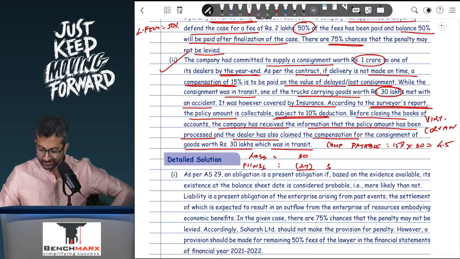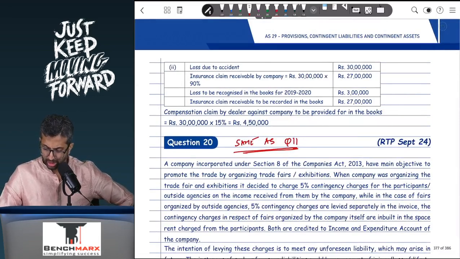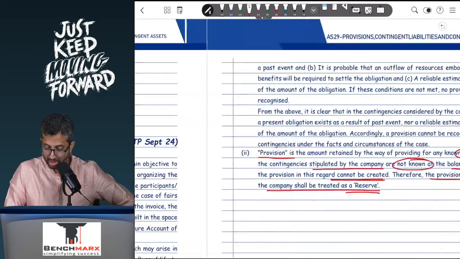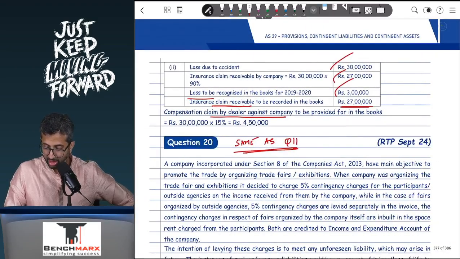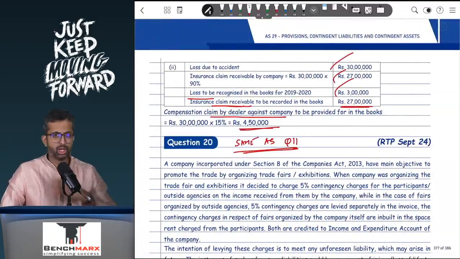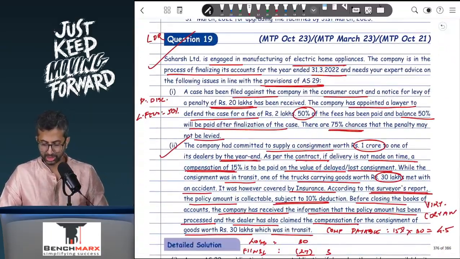So over here, the insurance company has approved the claim. 30 lakhs is a loss, insurance claim is 27 lakhs, and hence loss will be 3 lakhs during the current year. And insurance claim receivable will be 27 lakhs. This is where virtual certainty exists. They have approved. And compensation payable to the dealer would be 4,50,000. Okay, so this takes care of question number 19.